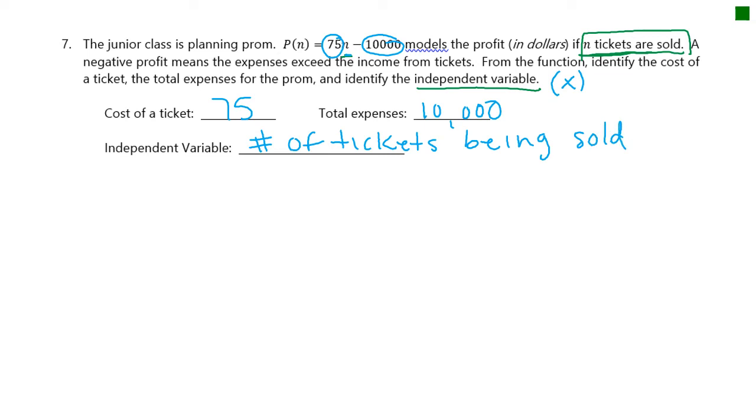All right, and why is it the number of tickets being sold? Well, because it depends, right? P means profit. The profit depends on how many tickets you sell. N is always going to be the input. X is the input. N is the input. If you plug in for N, you're going to get your profit. So N is the number of tickets. That's why the independent variable for this problem is the number of tickets being sold. I cannot make a profit if I don't know how many tickets I'm going to sell. All right, can you guys try the next one?